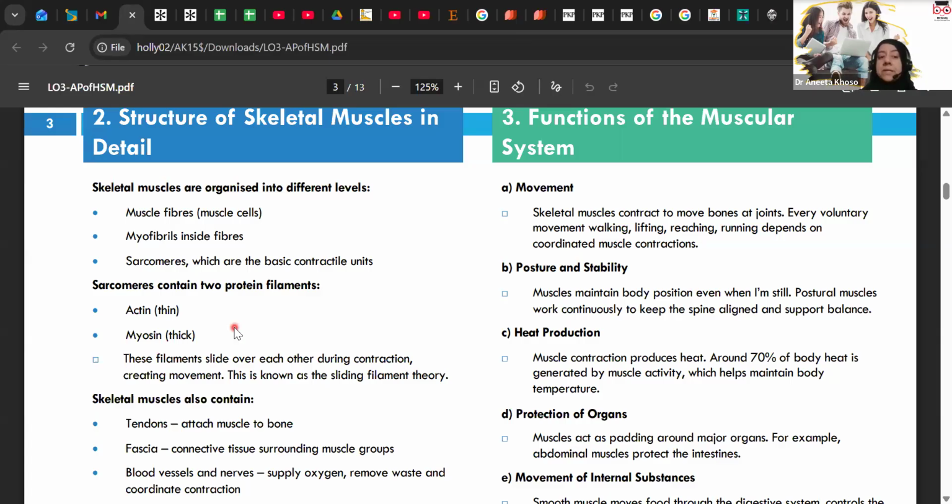The sarcomere contains two protein filaments: actin and myosin. Actin is thin, whereas myosin is thick. These filaments slide over each other, so there's contraction, which leads to muscle movement. This is known as the sliding filament theory.